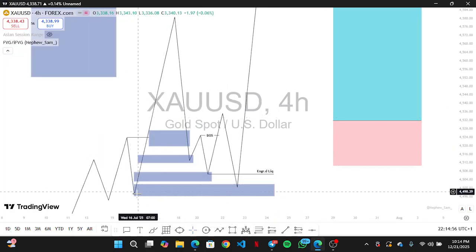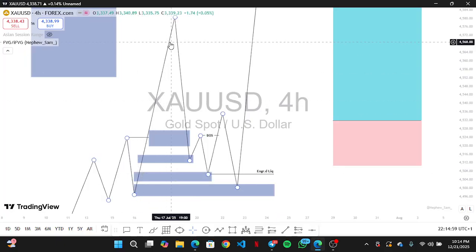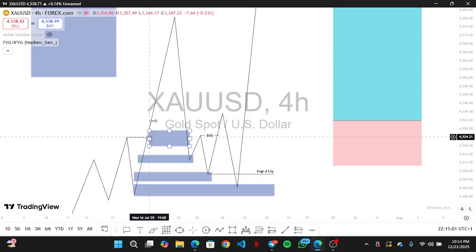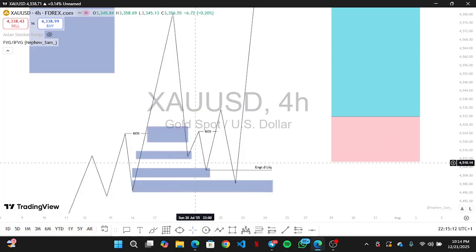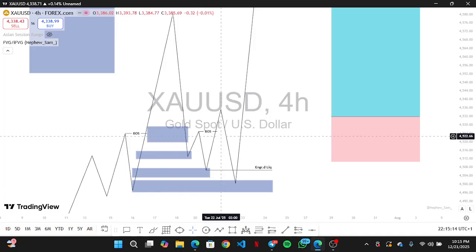Why did this trade play out well? Because this was a low that created a break of structure to the upside. Market created a break of structure to the upside. This created a break of structure on the larger swing. Then it did not create any inducement leg, so we waited for an engineered liquidity to form, which was this.